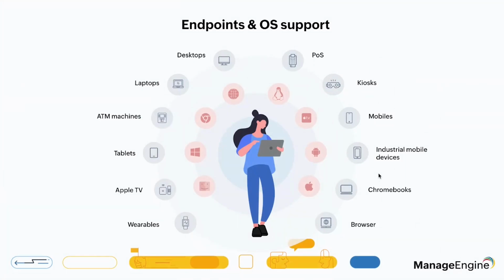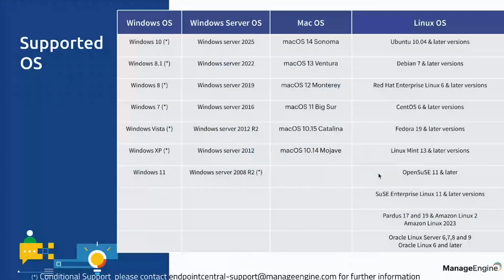This is a quick comparison of the operating systems we support in Endpoint Central from the agent. For Windows, we support from Windows 10 to Windows 11. For server OS, we support from Windows Server 2008 to 2025. For Mac, we support from Sonoma to Mojave. For Linux, we support from Ubuntu to Oracle Linux Server.